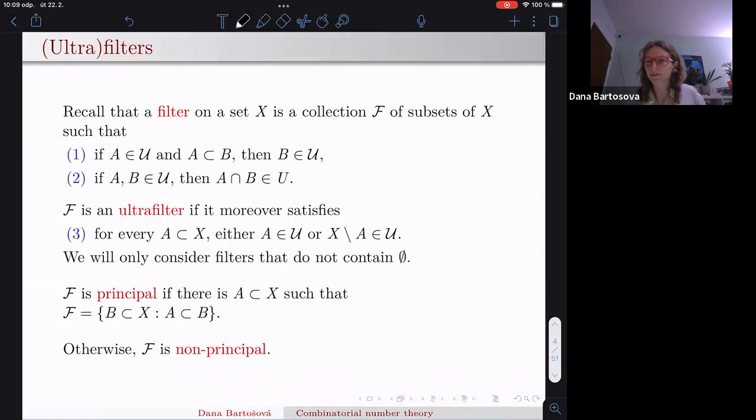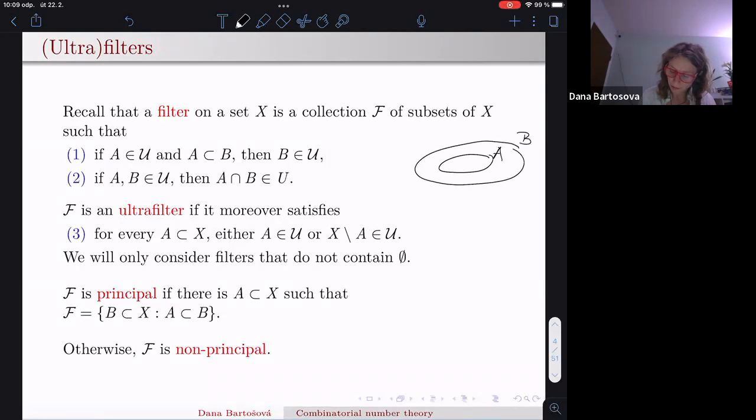So let's recall what ultrafilters were. Ultrafilters are maximal filters. So let's start with a filter. A filter is a collection of subsets that is closed with respect to upper sets. So if I have some A that is in the filter, then a larger set is also going to be in the filter. And let's remember that we think about it as a notion of largeness. So if a set is large, then a larger set should be large. And then we have closure under intersection.